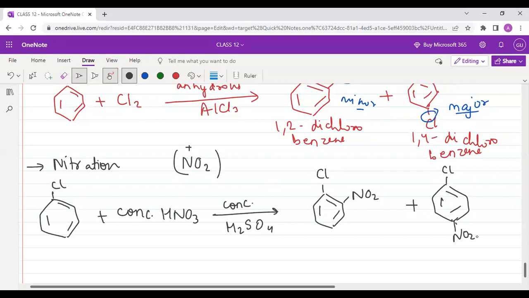Okay, now tell me the names of these two compounds. 1,2. No, it won't be 1,2. It will be 1-chloro-2-nitrobenzene. Right? Yes. Tell me the name of the other one.